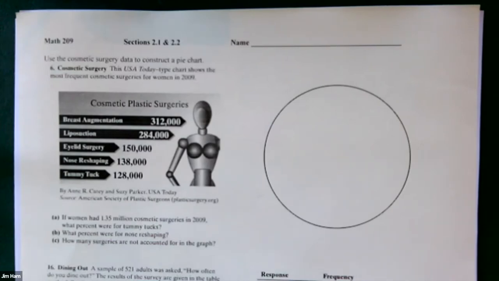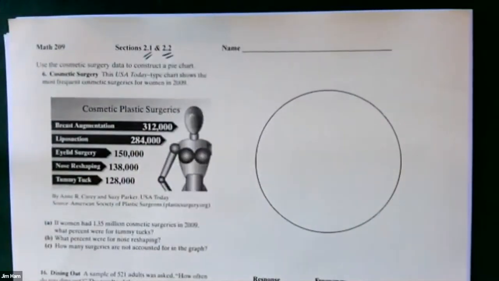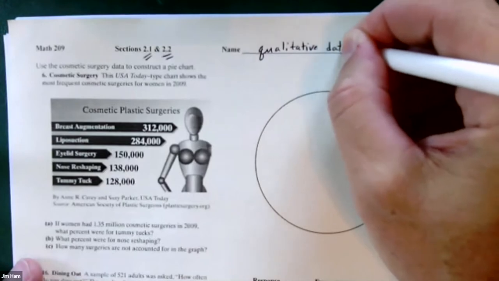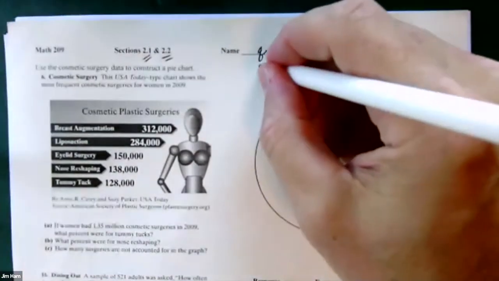Now, I know that in your past math education, you've seen statistical graphs before, if nothing else, in things that you read or in the newspaper, journals, and so on. So I'm just going to work through a couple of examples and talk about some of the technical language involved in these graphs. This is from section 2.1 and 2.2, and it's mostly graphs that deal with qualitative data at first. Then we're going to get into some graphs that deal with quantitative.